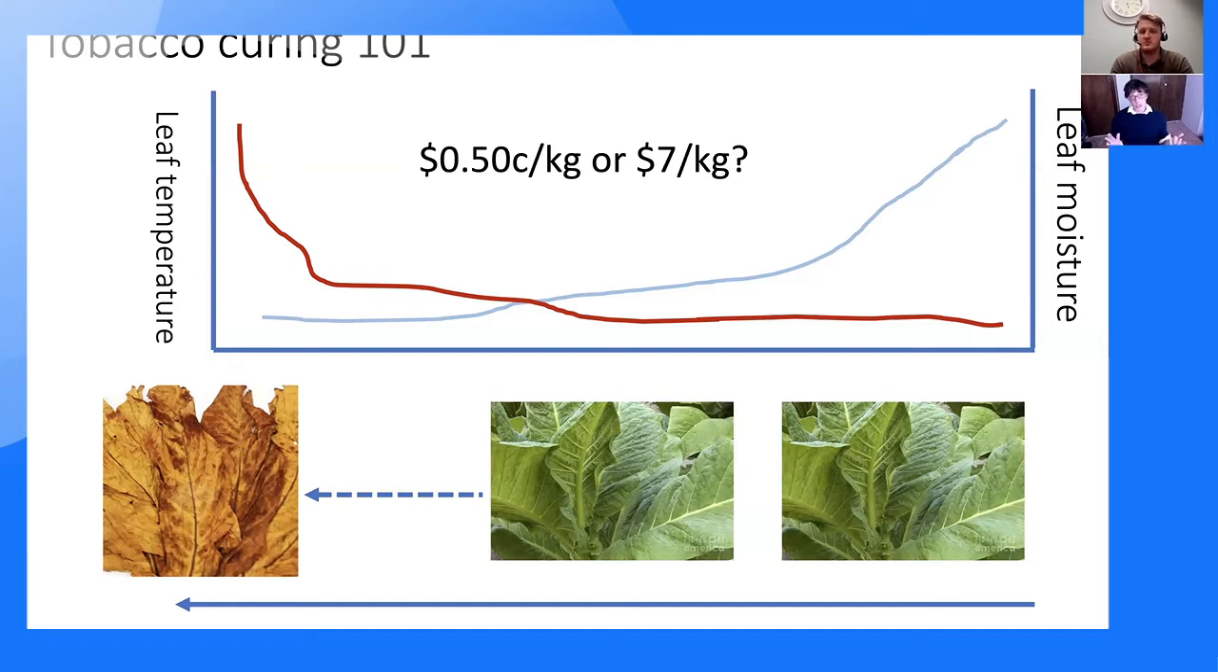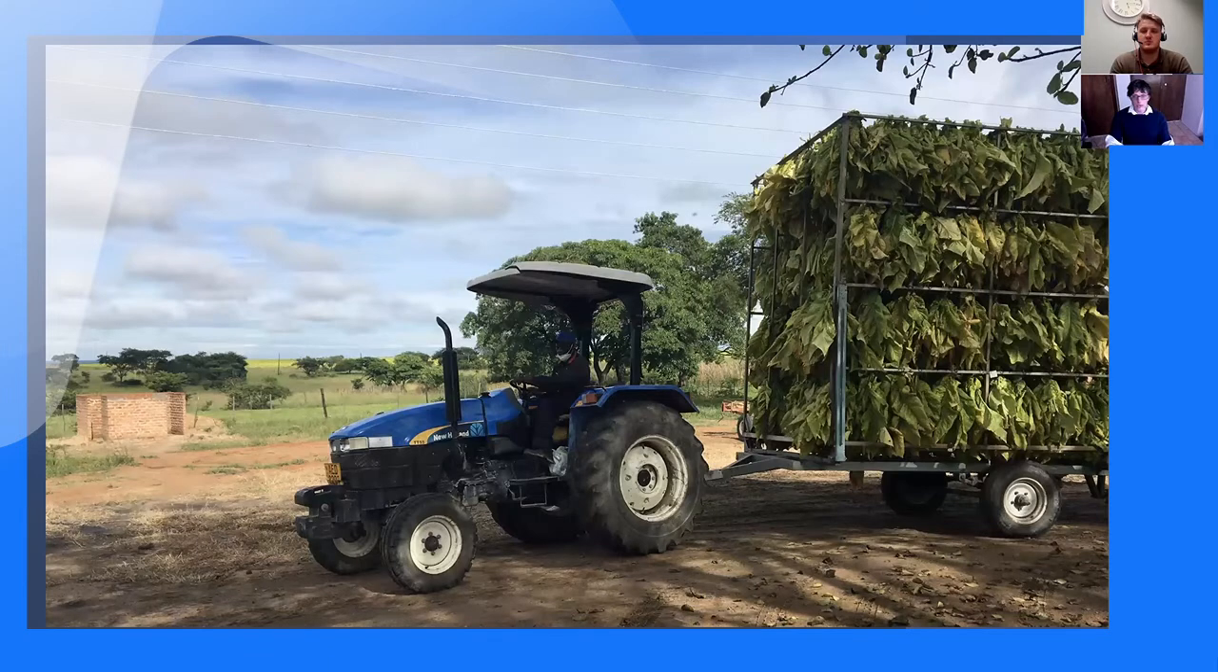So that's essentially the problem that I was hoping to solve. How can we get that temperature measurement system going really well and minimize the risk of losses? So here's a picture of a tractor just loading the tobacco barn with some tobacco.